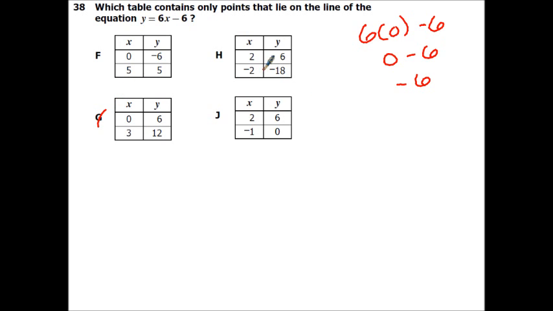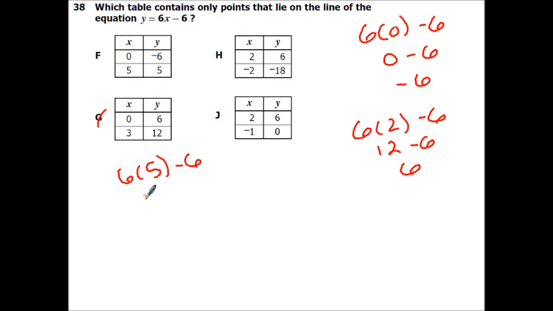Alright, then I'm going to go with a 2, because these both have a 2 in them. So 6 times 2 minus 6, so it's 12 minus 6, which is a 6. So those both still have that. So now I'm just going to plug in the rest of these. So 6 times 5 minus 6, so it's 30 minus 6, which is 24. So that's not right because they said it was a 5.